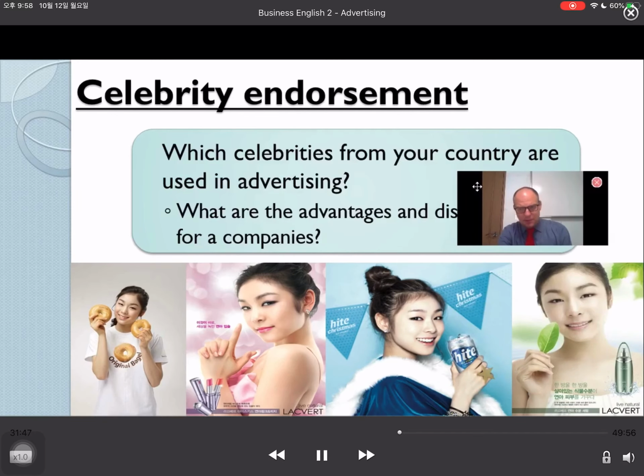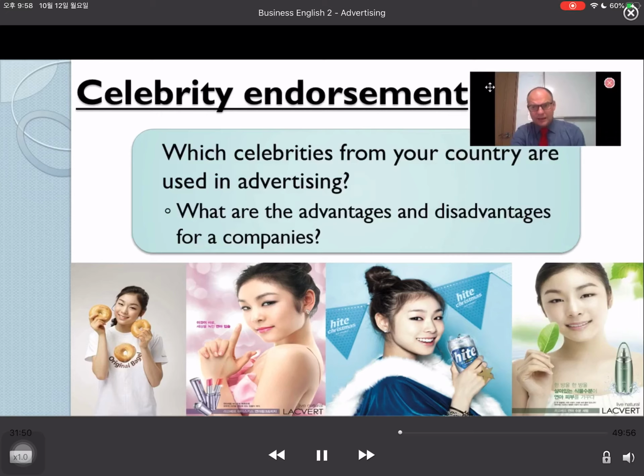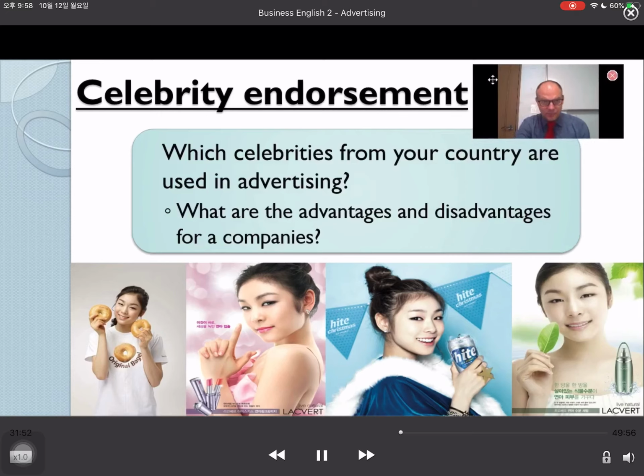I put an example of Kim Yuna, the queen of celebrity endorsement. We talked about that. Alcohol, promoting alcohol. Kim Yuna doesn't strike me as somebody that drinks a particularly a lot of alcohol, but there you go. She's advertising for Height. She's advertising bagels. She's advertising makeup, and I'm not quite sure what that is. It looks like more kind of makeup.